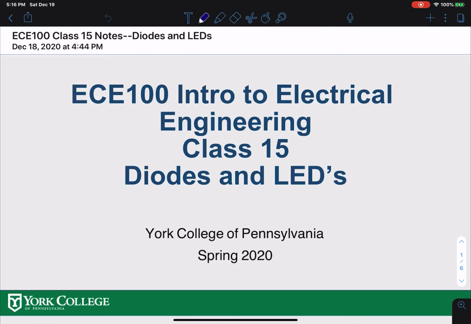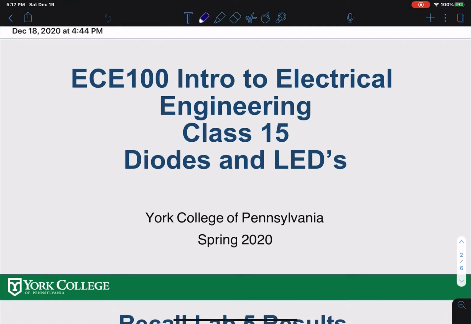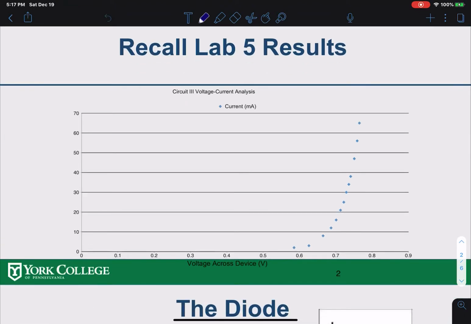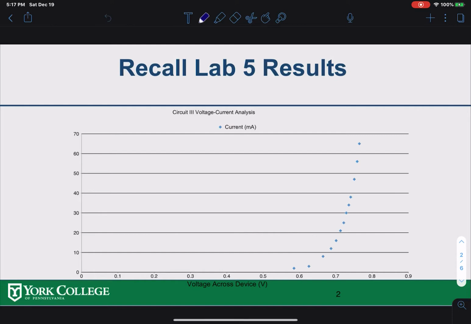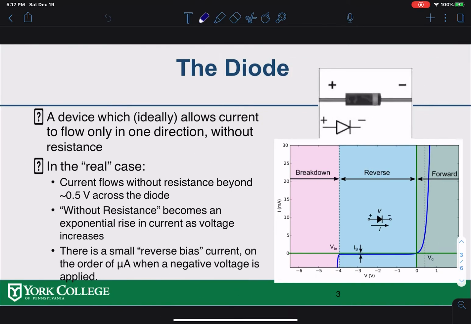In this class, we're going to talk about diodes and LEDs. These are semiconductor devices. This is the first simple semiconductor device we use in any electrical circuit. From the lab, we have seen this figure over here, and from the lab data, your figure should look like this. We're going to talk about this lab data in class, so we're going to wait until you come back to class. All right, so let's go forward here.